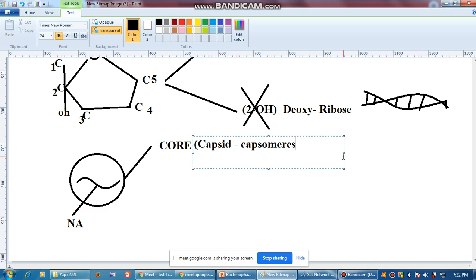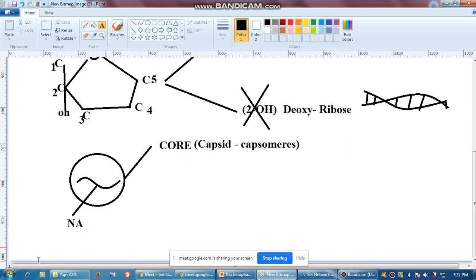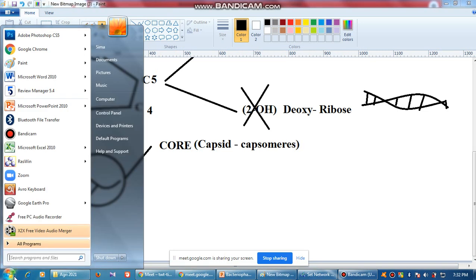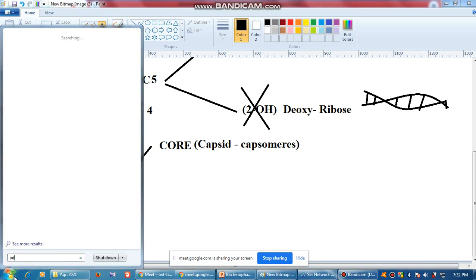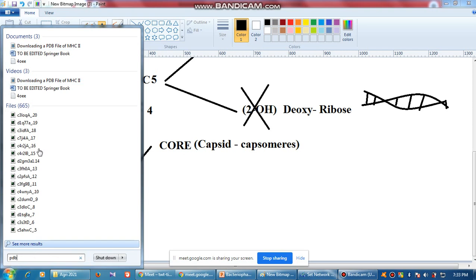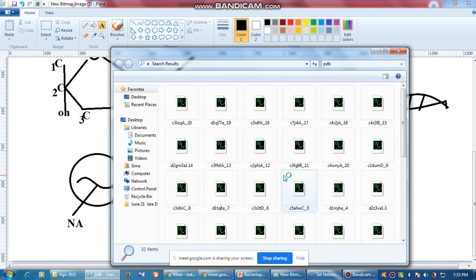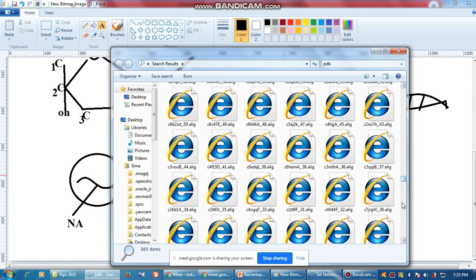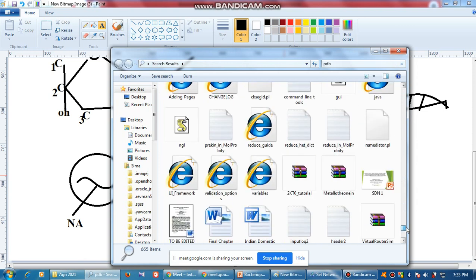Now what are these capsids? Capsids are nothing but glycoprotein residues which look something like this. I'll show you now. This is the core protein, the capsomere I am talking about. The capsomere, not always, but in some cases, will look like this.